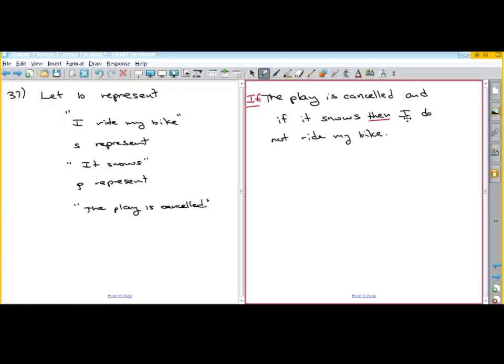So anybody got the answer? Hartnett, yes, you. So the play is canceled. Which letter is that? P. Okay, so P and, so we use this thing, and it snows, which is represented by S. Put those in parentheses, because that's the first statement. Then we use the little arrow, a little squiggly thing, and B. So that's the right statement.